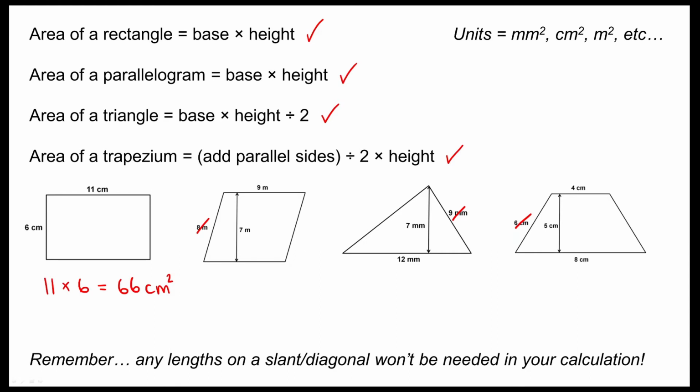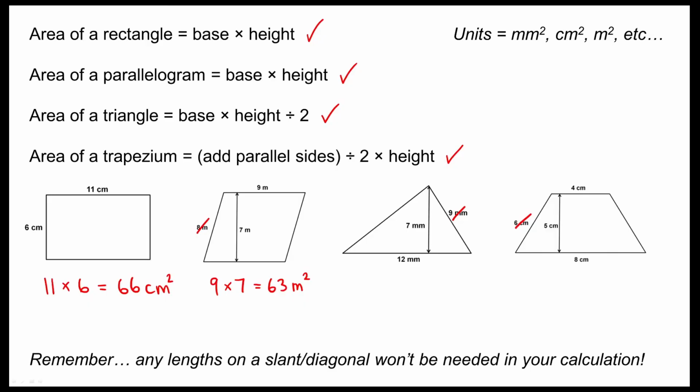For our parallelogram, again, we know that the base is going to be 9 because it's the same as the length at the top, and the height is going to be the distance between our parallel sides, which is 7. So base times height is 9 times 7. That equals 63. And this time, because our lengths are in meters, our answer is going to be in meters squared.